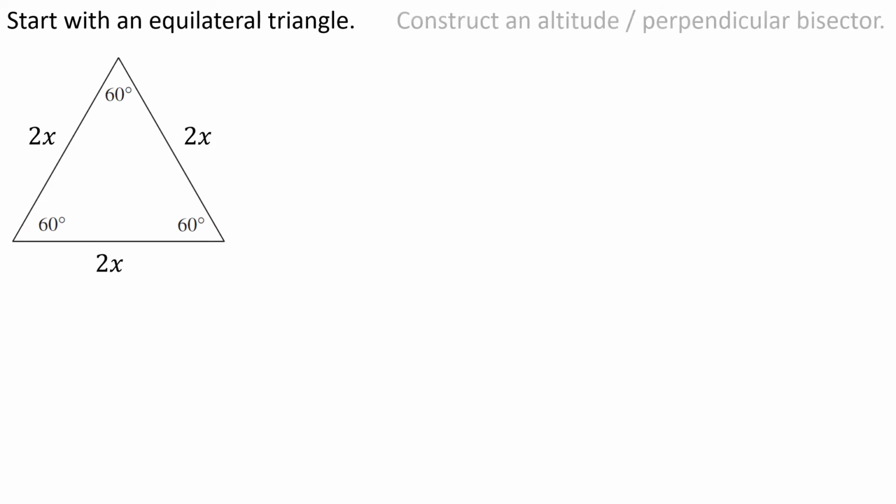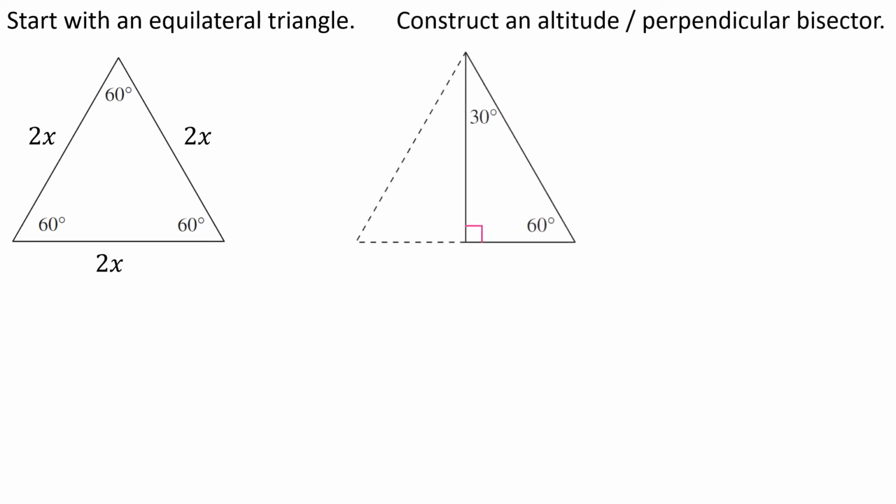So I'm going to whip out a chainsaw and cut through this, right? Or I'll just construct an altitude, also known as a perpendicular bisector. And I will cut that triangle exactly in half. So notice that one of the 60-degree angles is still intact, but one of those 60-degree angles is now cut in half, so it's only 30 degrees. And because it's a perpendicular bisector, I've got a 90-degree angle there. So it's a 30-60-90 triangle.